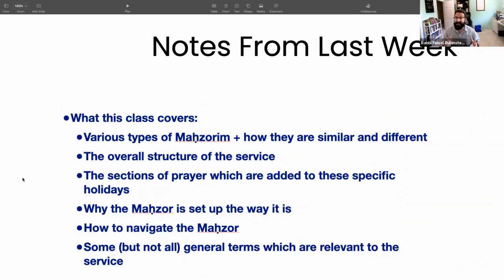All right, what this class is going to cover today, we're going to talk about various types of mahzorim and how they're similar versus different. We're going to talk about the overall structure of the service.